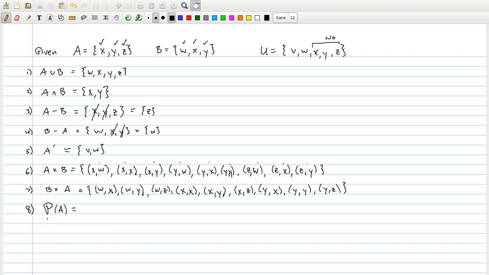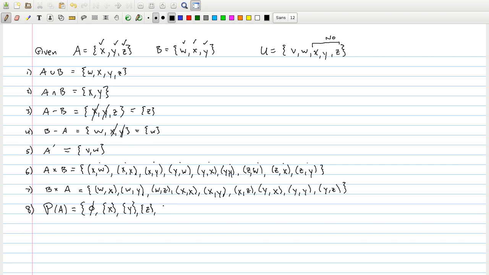Question 8 is the power set of A. This is the set of all subsets of A. So we're going to start out methodically. We begin with all those sets with no elements. There's only one set with no elements, and that's the empty set. Then we look at all the subsets with one element. So we could have the set containing just X, or the set containing just Y, or the set containing just Z. So those are all the singleton sets, the singleton subsets of A.